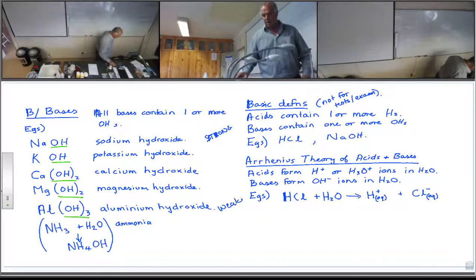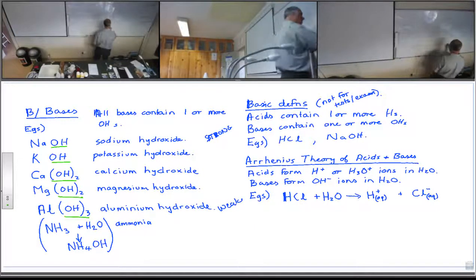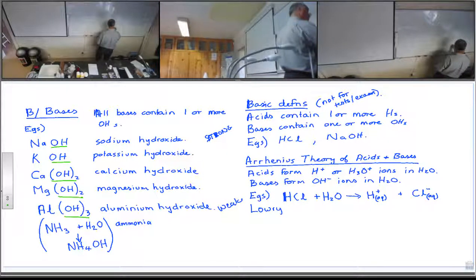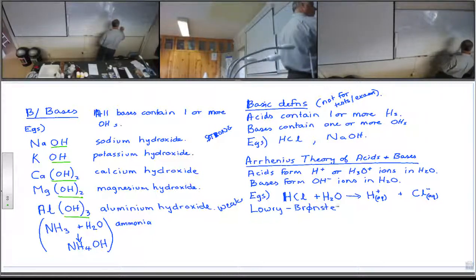The last theory that I want to give you is the Lowry-Bronsted theory. And the O in Bronsted has got a line through it because it is Scandinavian.